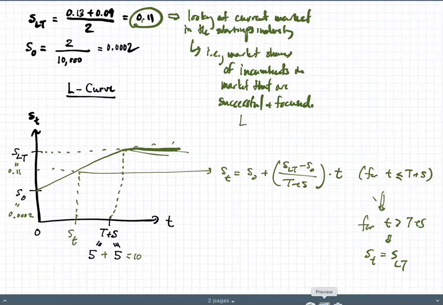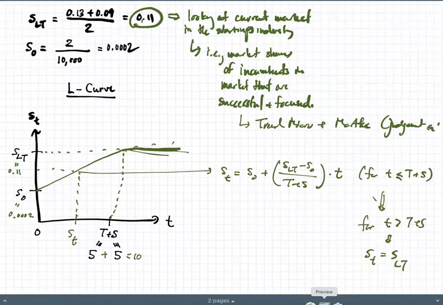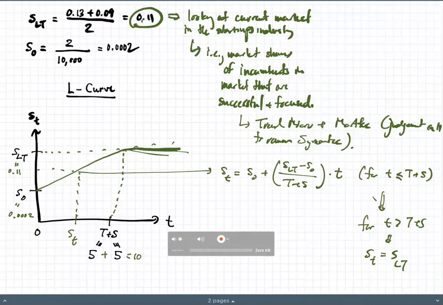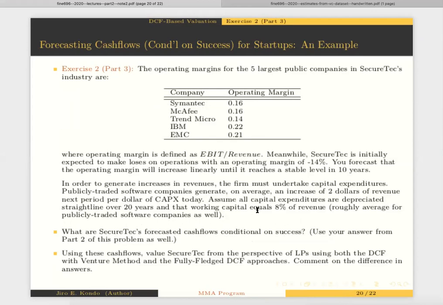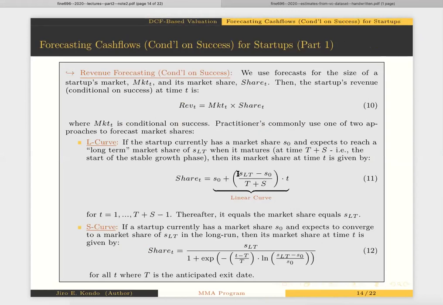Right, so in this particular case, we took Trend Micro and McAfee, and we made a judgment call to remove Symantec, where I provided a justification for why we would not view Symantec as a realistic potential outcome for SecureTech, just because it seems to be the dominant player in the market, and there's no evidence of that changing anytime soon. So this is one approach that we can use for getting our market shares over time, and that's given by equation 11 in the slides. An alternative formula for forecasting market shares is something called an S-curve.